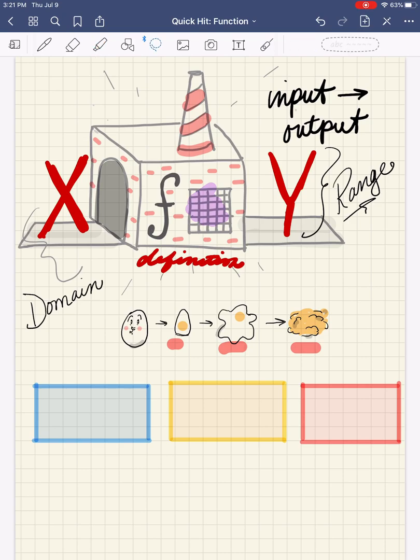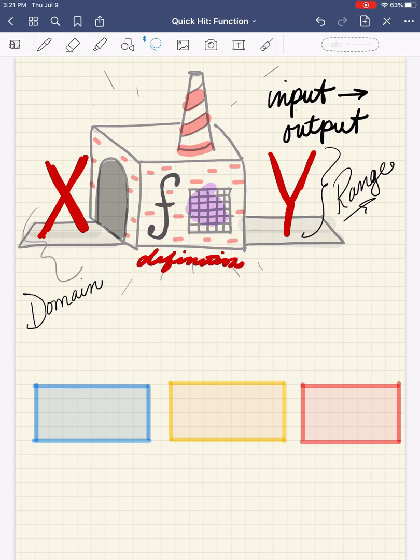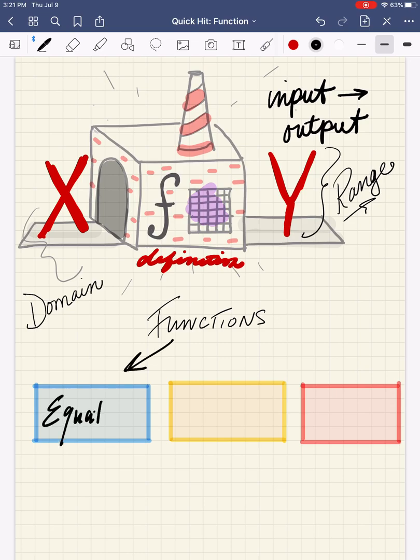That serves as a useful analogy for the different ways that we can portray functions. So functions, like eggs, can be prepared in multiple ways. The first way would be an equation. The second way would be a graph. And the third way would be a table.